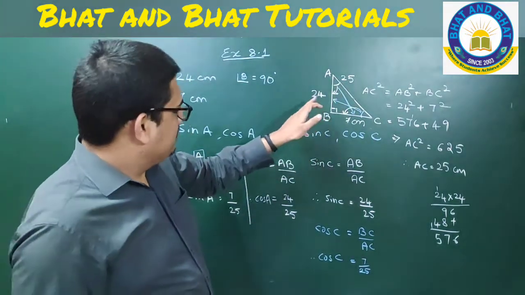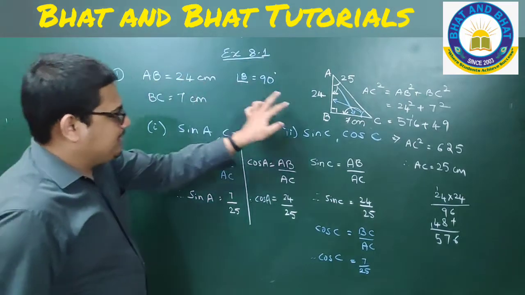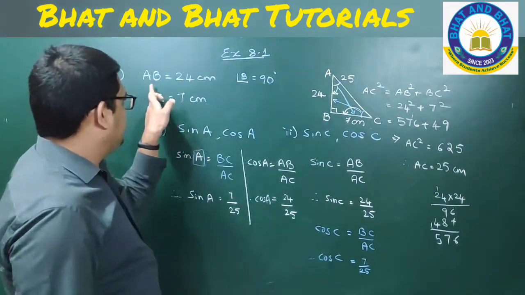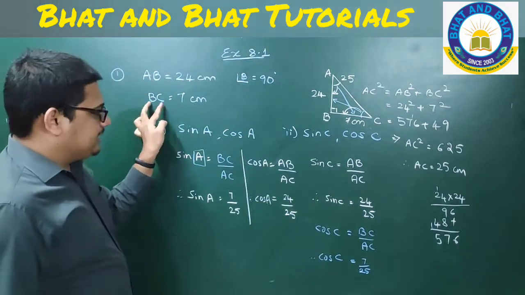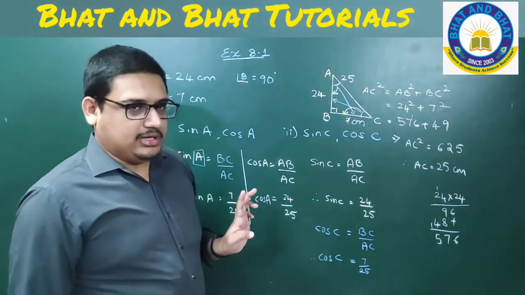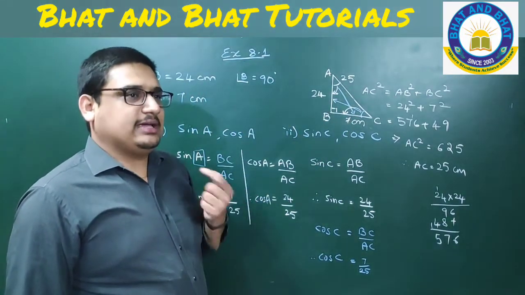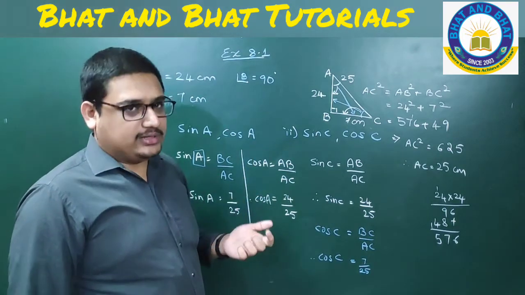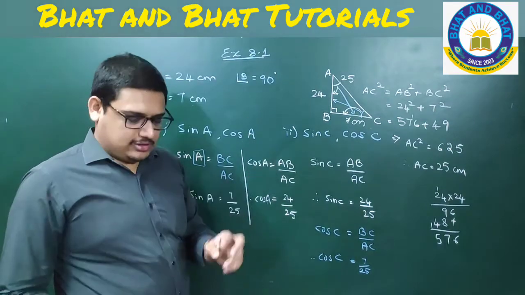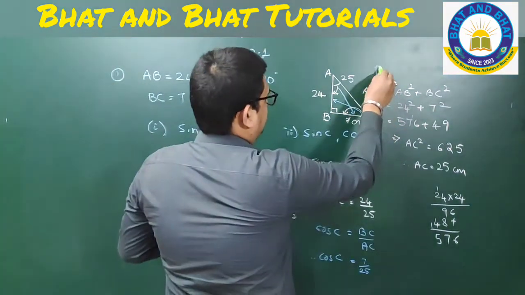Once we have done this, from the given information, we have depicted the same on the diagram. That is, AB is given as 24, so we have depicted AB as 24 and we have depicted BC as 7 centimeter. Now we have got two sides and we have to calculate the third side because sine and cos involve the hypotenuse. So we need to find out the hypotenuse. For that I used the Pythagoras theorem.